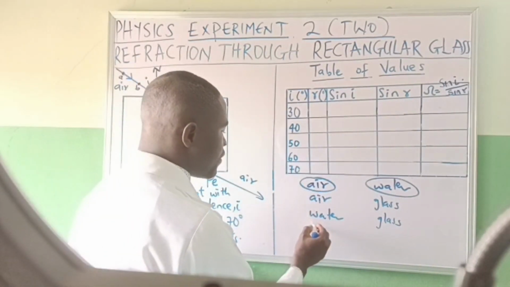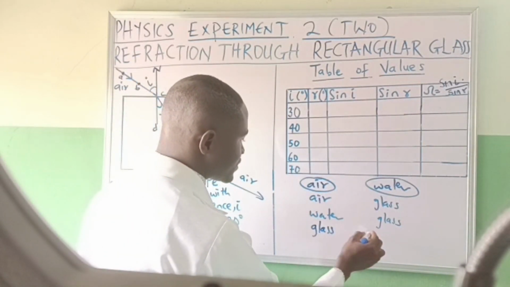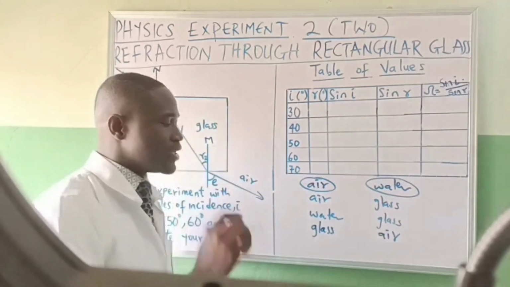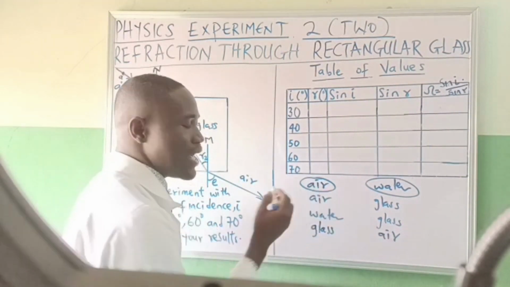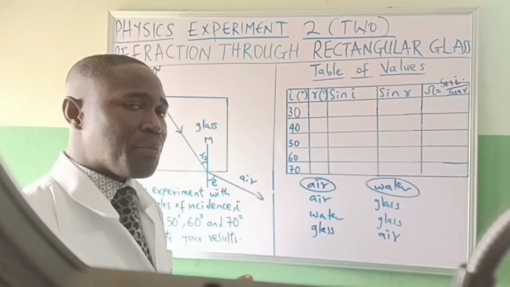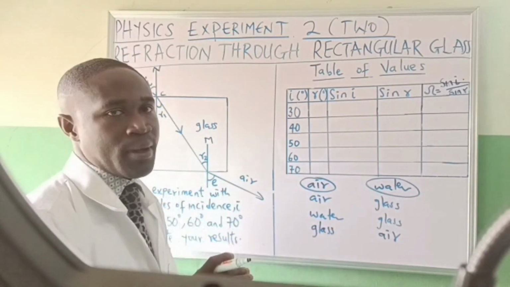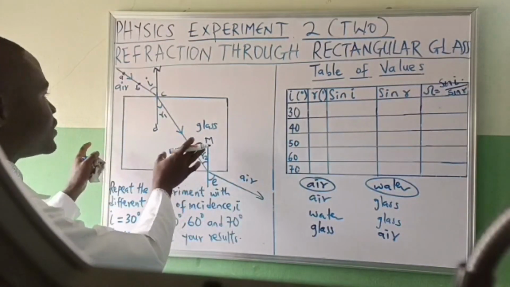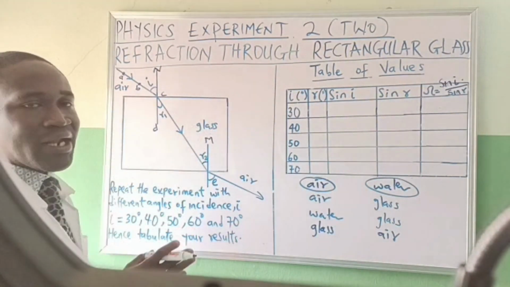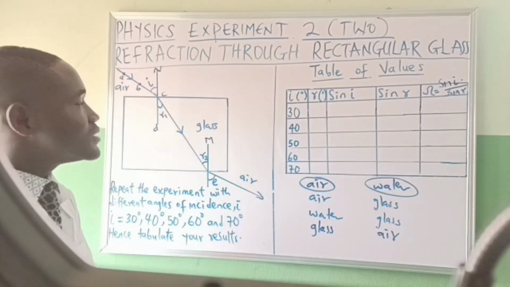But if it is moving from glass to air, for instance, glass is denser and air is less dense, what will happen is that the light ray will be refracted away from the normal. This is a typical diagram of what happened in the rectangular glass prism experiment.